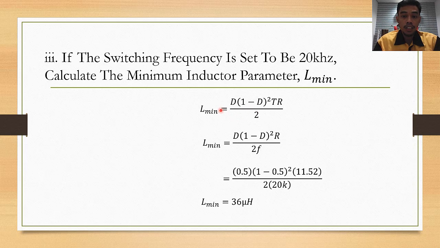D is the duty cycle, R is the resistance value, and F is the switching frequency. The D and R we obtained from the previous question, and we calculate 0.5 times (1 minus 0.5) squared times 11.52, which is the value, divided by 2 times 200k, which is the frequency value. And the value of the Lmin that we obtain is 36 microhenry.